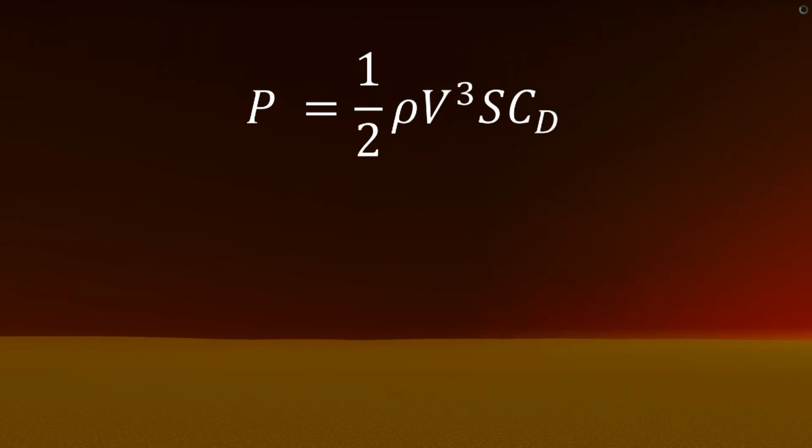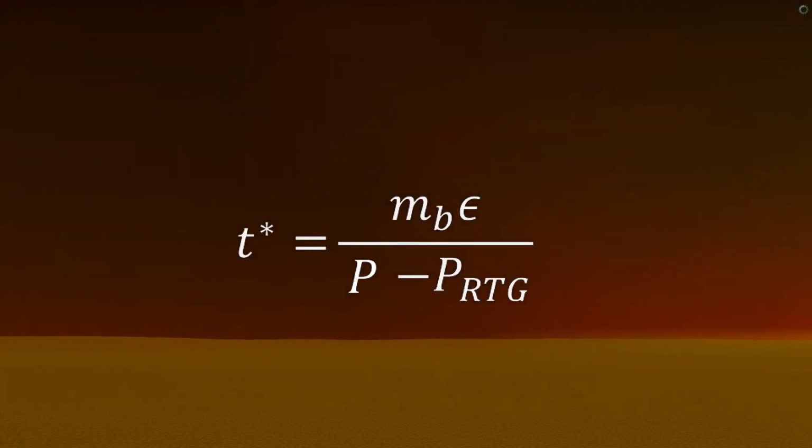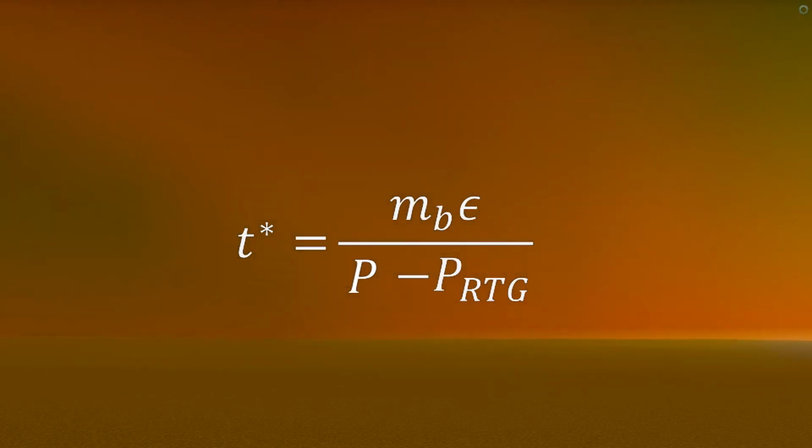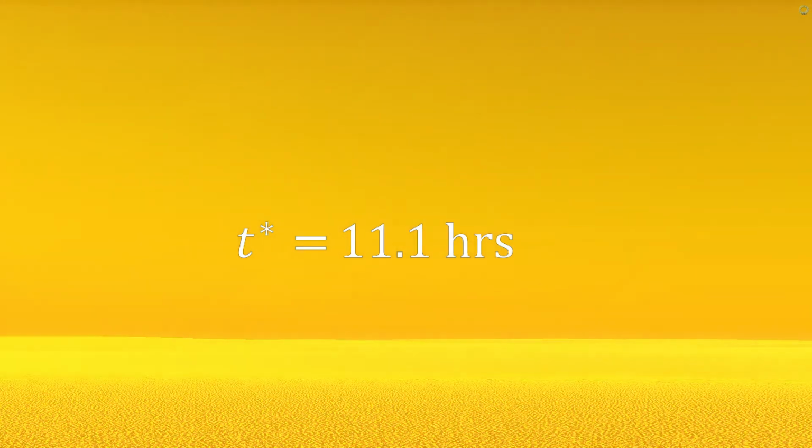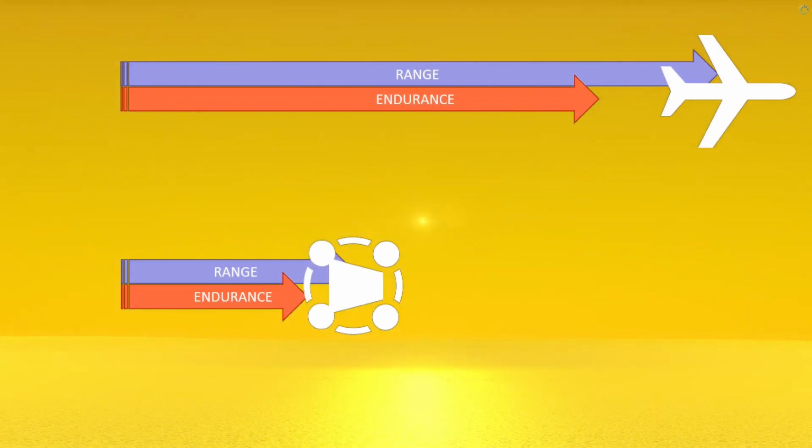The power required for flight can be calculated from the aircraft's speed, geometry, and drag. If we give the aircraft a 5 kg battery and a 70 watt RTG, the total flying time per solar day is calculated as 11.1 hours. This means that, compared to the estimates for Dragonfly, per unit mass of battery, the designed aircraft can travel 44 times farther or spend a factor of 33 more time in the air.